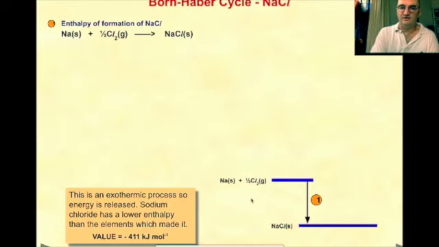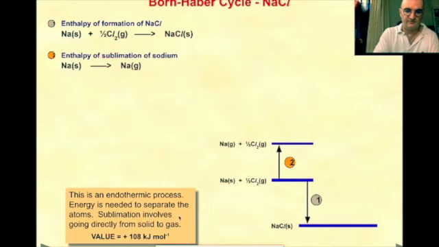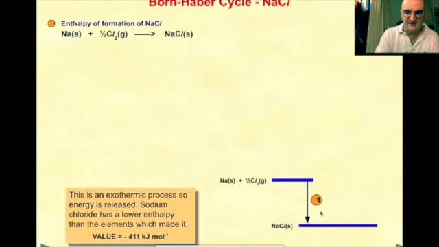Setting up a Born-Haber cycle. We always begin with the enthalpy of formation. So 1 mole of a compound from its elements in their standard states. We need half a Cl2 because there's only 1 Cl in NaCl. We know that this is bond making, so it's exothermic, so the products have less energy than the reactants. And sodium chloride has a lower enthalpy than the elements, which is a measurement, so it's minus 411 kilojoules per mole. So we would write in here minus 411.